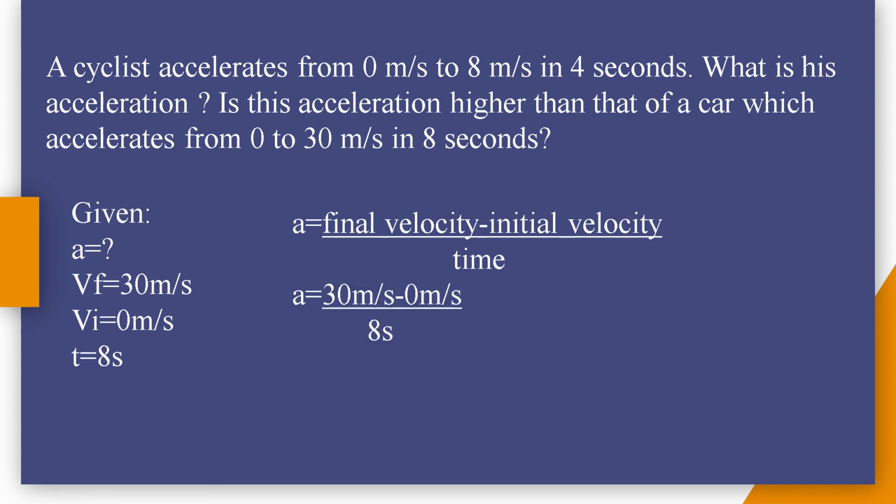So, let us compute. The final velocity is 30 meters per second minus the initial velocity, which is 0 meter per second. So, the answer will be 30 meters per second pa din. Then, let us divide it by time, which is 8 seconds. We will get an answer, which is 3.75 meters per second. So, let me ask you, given or that mas mataas ba ang acceleration nito kaysa dun sa nauna natin kanina? Yes po, mas mataas po siya. So, 3.75 to, while yung nauna po natin kanina is 2 meters per second squared.